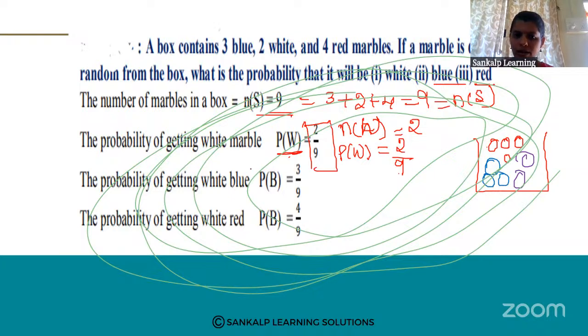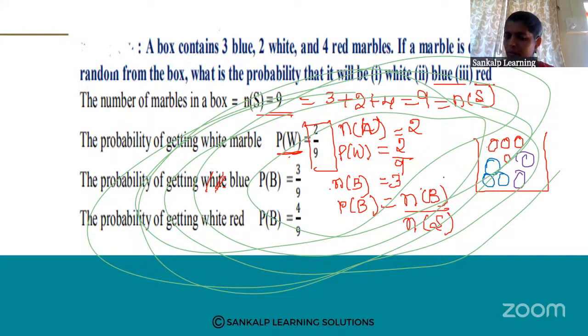Probability of getting blue marble. So this is not white, it is blue marble. How many blue marbles are there? 3 blue marbles are there. That I will call it as n of b. Number of favorable outcomes, that is the number of blue marbles, is 3. Probability of getting blue marble, P of b, is equal to n of b divided by total number of outcomes, that is n of s. This is number of favorable outcomes divided by total number of outcomes, right? So favorable outcome is 3 divided by total number of outcomes, 9. 3 by 9. Okay. Next.